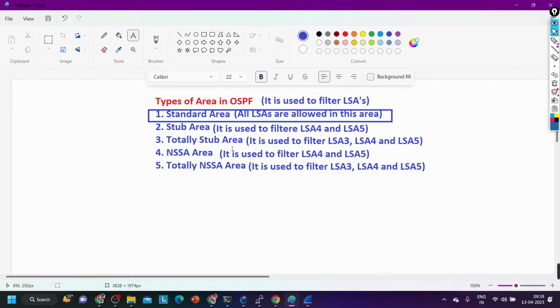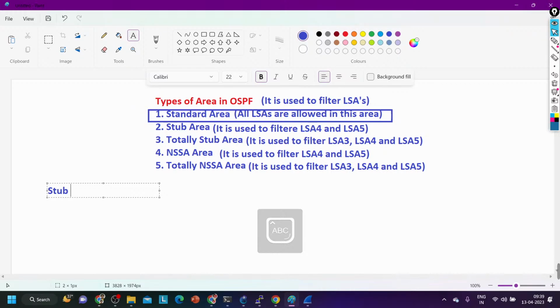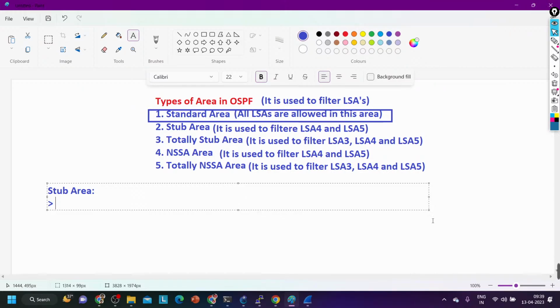So here we can mention some points about stub area. You can say it is used to filter LSA 4 and LSA 5. After that, the ABR router will generate a default route in the form of which LSA? LSA 3. Done.